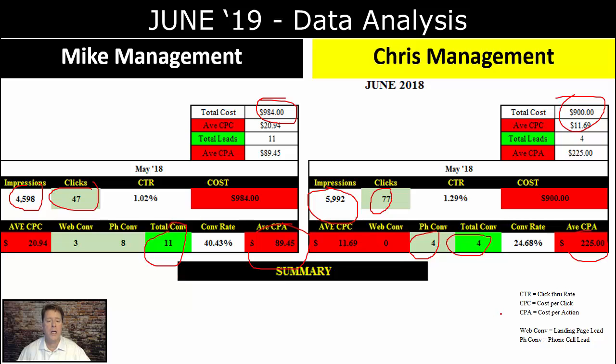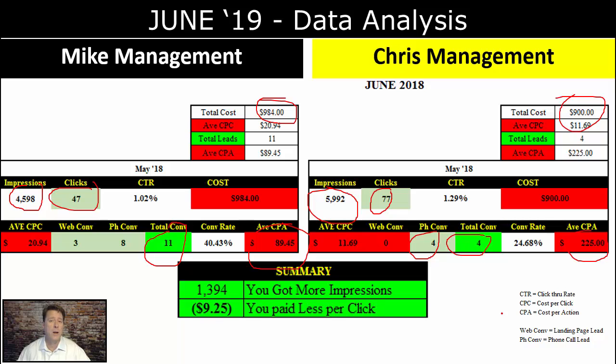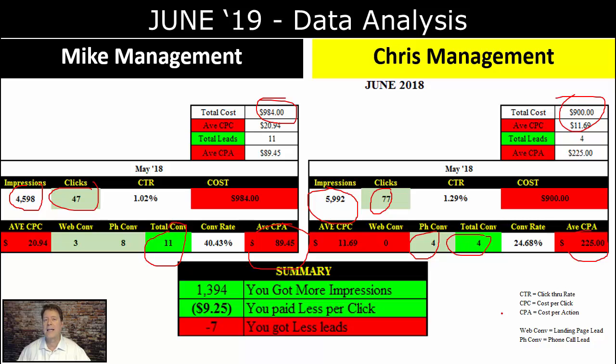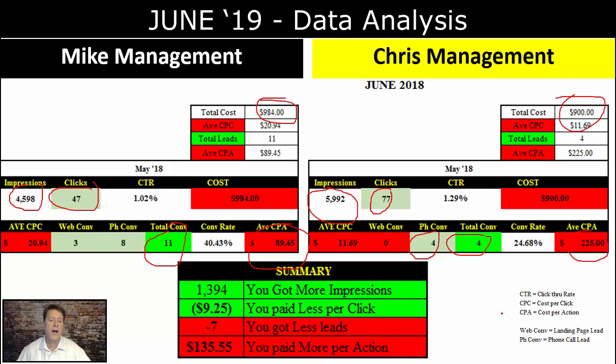So again, in summary, you got 1,394 more impressions and actually paid $9.25 less per click, but you got 7 less actual leads to your company and paid $135.55 more for those people to actually contact your business.